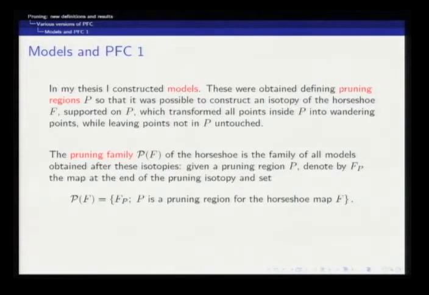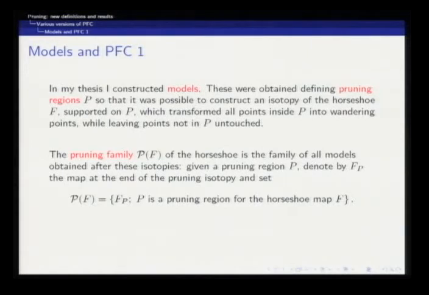That is, you build one of these regions that I'm not explaining very clearly what they are, but in any case. So there's an open set where you can construct an isotopy, and then the map F sub P is the map you obtain at the end of the isotopy after killing all of the dynamics inside the pruning region. Right? And then you put all of these in a bag and you call that the pruning family, right?